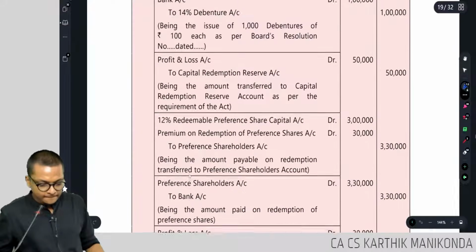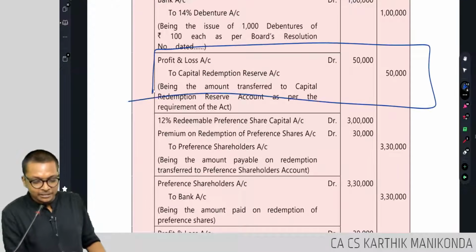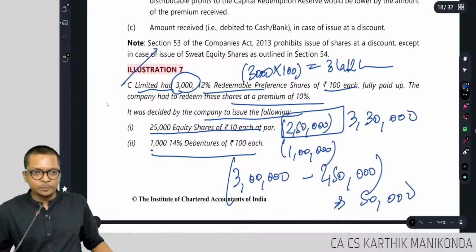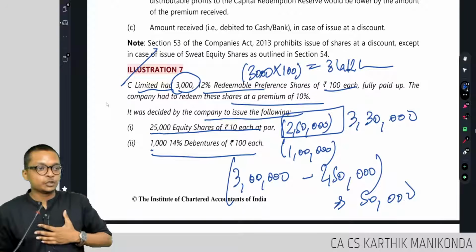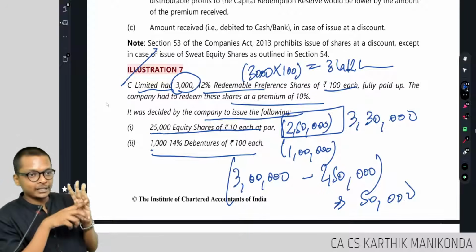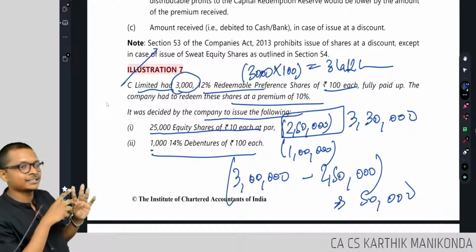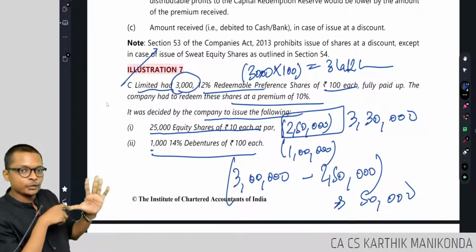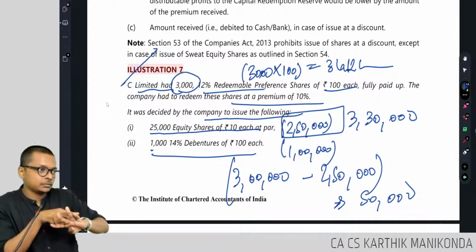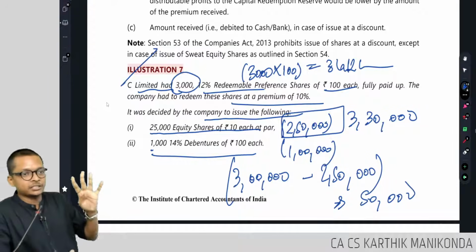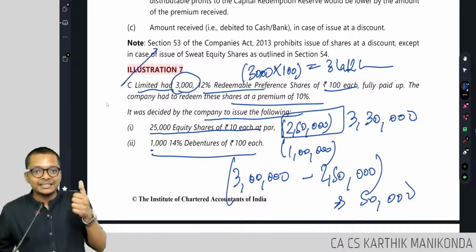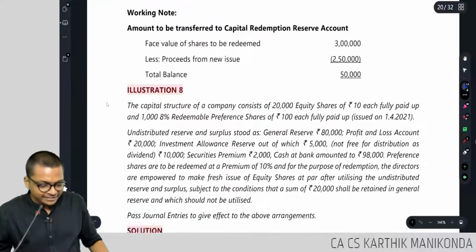Where is that? P&L to CRR 50,000. Are you following, guys? Are you understanding? But how many entries to pass? When I look at the question itself, I should know. Redemption of preference shares, how many entries? 4 entries. Apart from that, extra what is there in the sum? Issue of equity shares, redemption of preference shares, 4 entries including CRR. Issuing equity shares, how much? 1 entry. Issuing debentures, how much? So totally 6 entries. Go down and check if they have 6 entries.